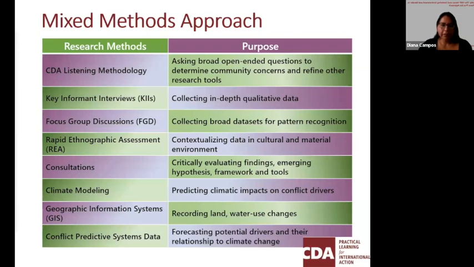Also, the project relies on a mixed method approach that integrates qualitative methods, such as the CDA listening methodology, informal interviews, focus group discussions, rapid ethnographic assessment, and consultation. The project also uses climate modeling to predict climate impacts and conflict drivers, and also geographic information systems to understand patterns of land or water use changes.